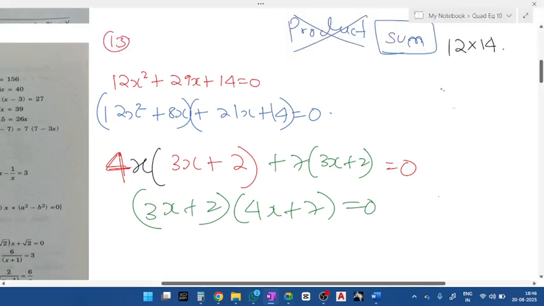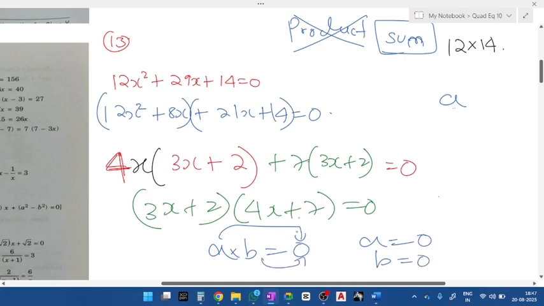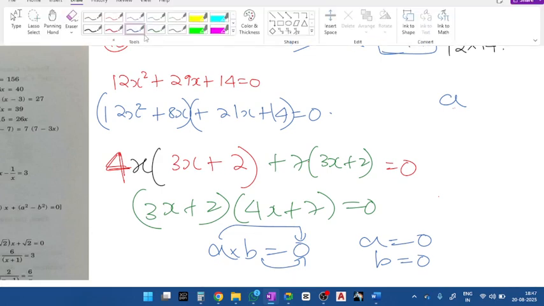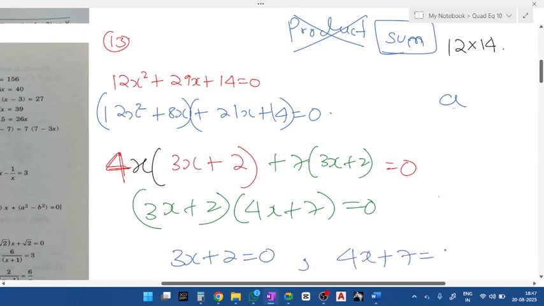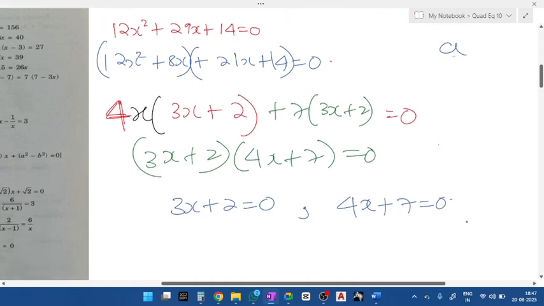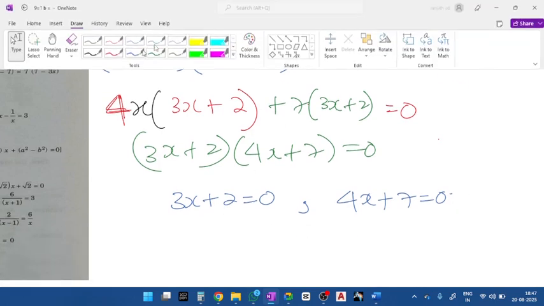Now, what did I tell you all for zero product rule, students? What's zero product rule? A into B. If you multiply any two values is equal to 0, take the first one, A is equal to 0, and B is equal to 0. Right? Here in place of A and B, what are the values given, Joanna? What are the two values we have? In place of A, we have 3x plus 2 is equal to 0. You have to take it like this, and 4x plus 7 is equal to 0.